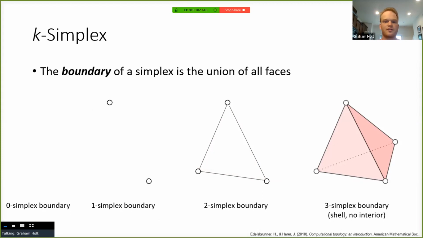For a simplex, you can just define it as the union of all faces. So the boundary for the 0 simplex or the vertex is just null. For 1 simplex, it's the vertex endpoints. For a 2 simplex, it would be the triangle, and for this 3 simplex, it'd be the exterior of the tetrahedron. There are formal ways to define it, but I think the concept of a boundary is pretty intuitive in these cases, at least.